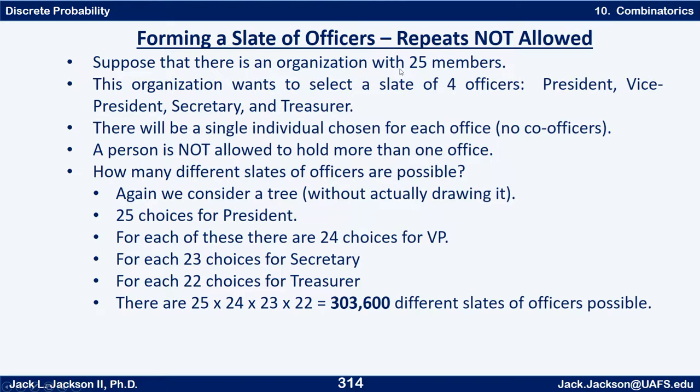Now, if you look back at it, where do these numbers come from? Well, the first number is the number of people you're choosing from, 25. And then we just go down 1 each, where the total number of factors here is the number of offices or number of people that we're choosing.